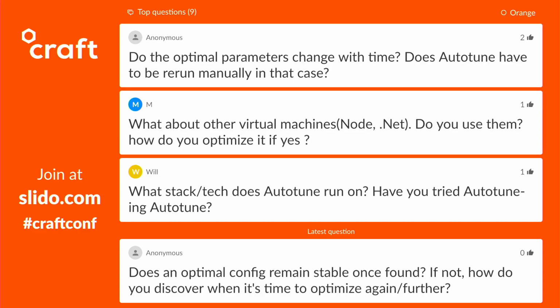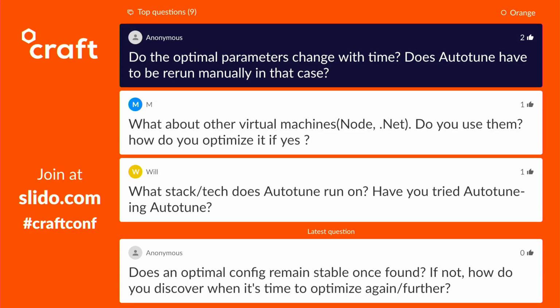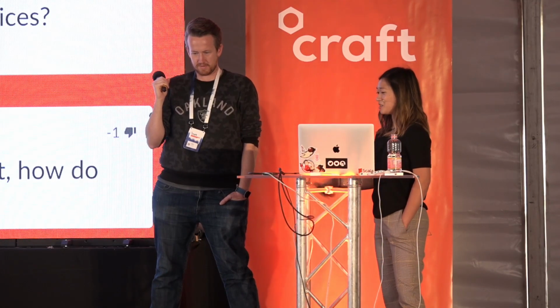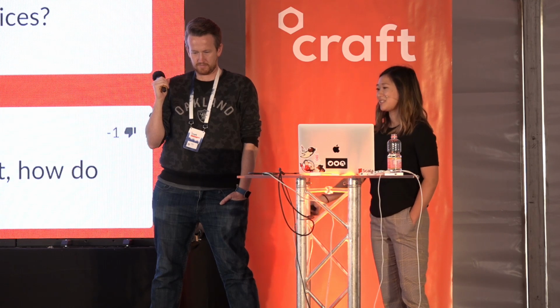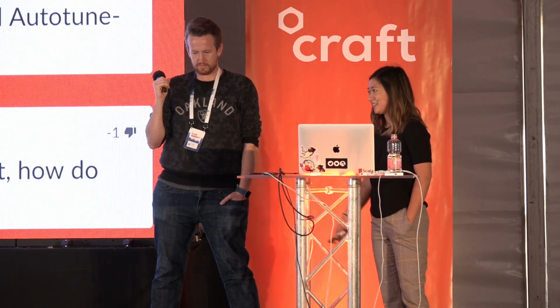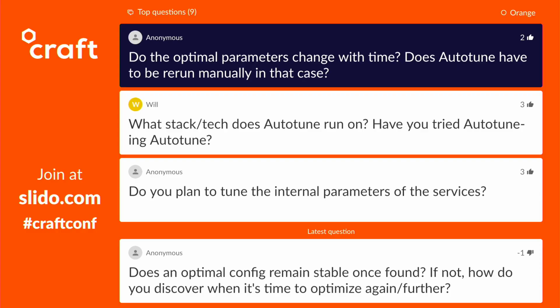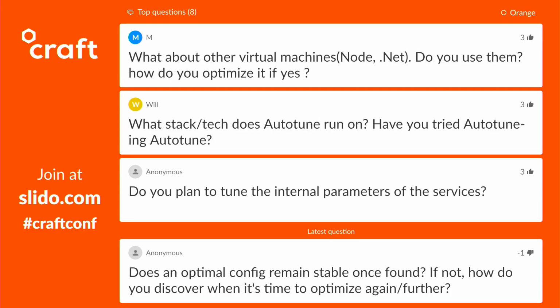Cool. Do the optimal parameters change with time? Does autotune have to be rerun manually in that case? Yeah, they probably do change with time. Right now, you kind of pick the parameters you want to focus on, and then you can pick different ones at any time.